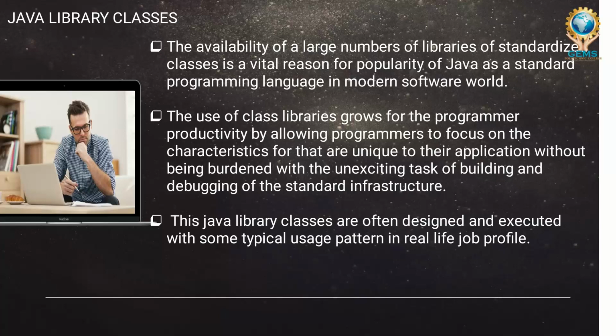The availability of a large number of standardized library classes is a vital reason for the popularity of Java as a standard programming language in the modern software world. The use of class libraries improves programmer productivity by allowing programmers to focus on characteristics unique to their application, without being burdened with the unexciting task of building and debugging standard infrastructure. The Java library classes are often designed and executed with typical usage patterns from real-time job profiles.